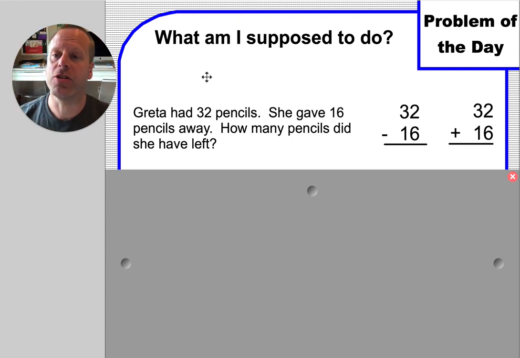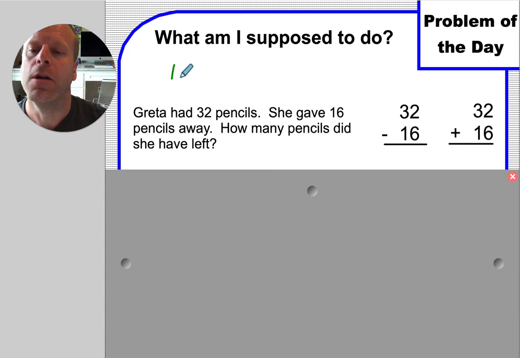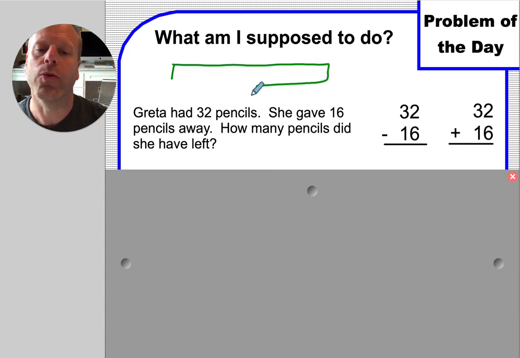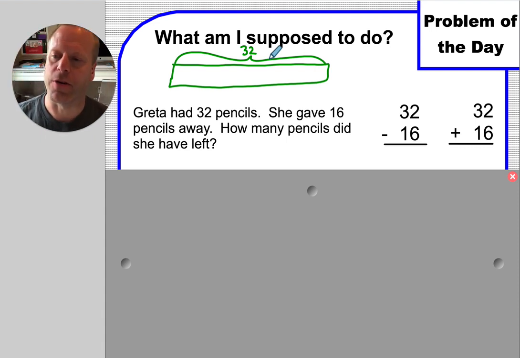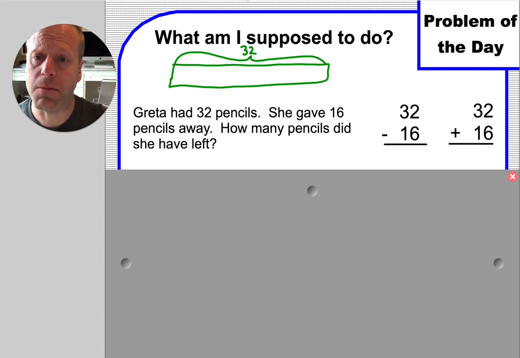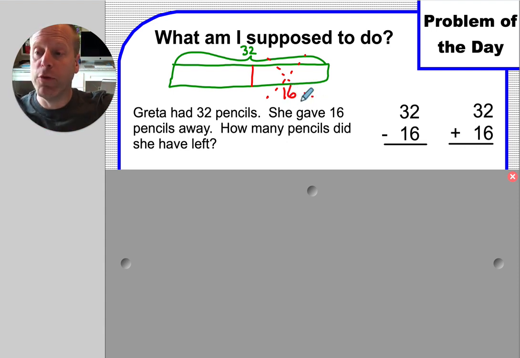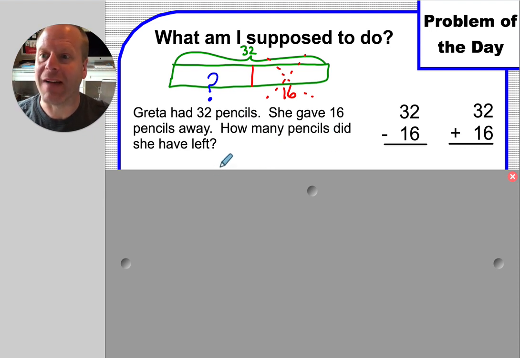So let's tell you the story of Greta's pencils. Greta has a great deal of pencils. If I counted them all up, she has 32 pencils. So there are Greta's 32 pencils. Now, she comes over here and she decides to be so sweet that she's going to give 16 of them away. Poof! Maybe to all her friends. So, how many pencils does she have left?